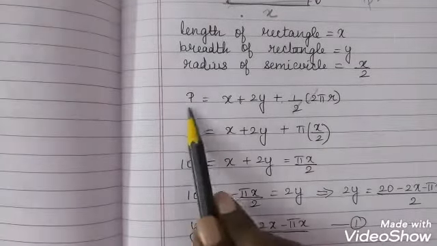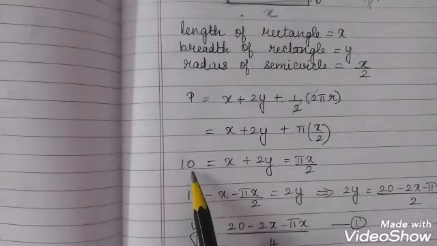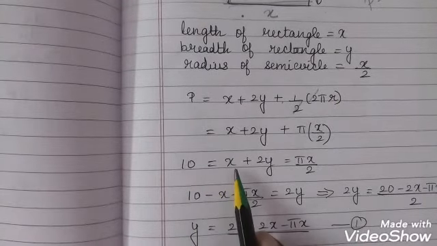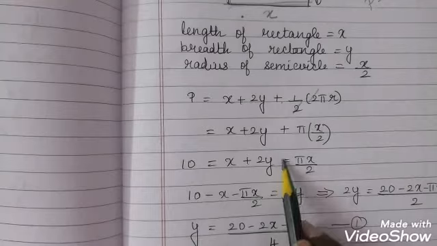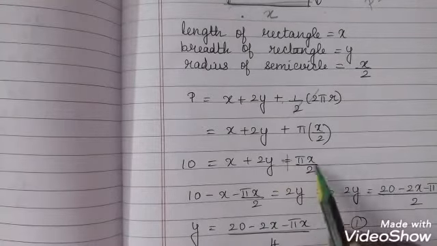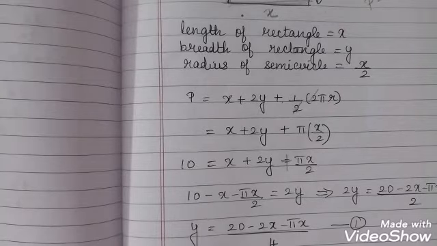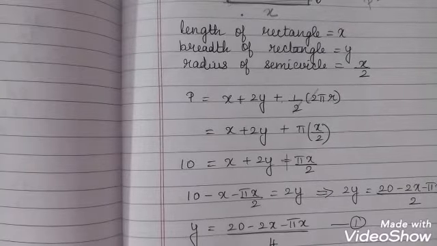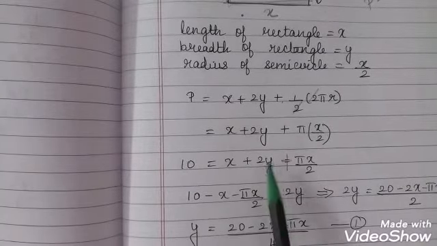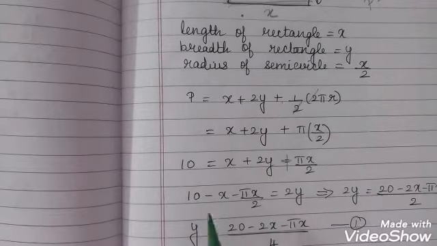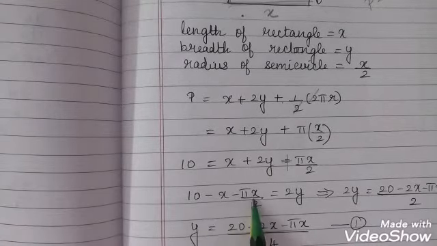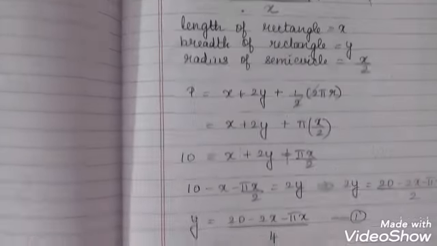What is the perimeter equal to here? Perimeter is equal to 10, which is equal to x plus 2y plus pi x by 2. So here I am going to write my y in terms of x, because further I need to differentiate it with respect to x. So keeping it as it is and bringing it to the other side, you have it as 10 minus x minus pi x by 2 is equal to 2y.